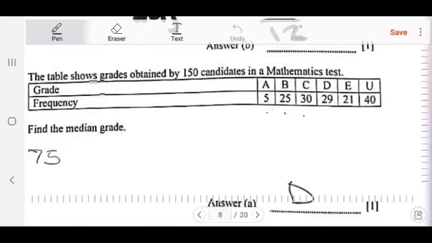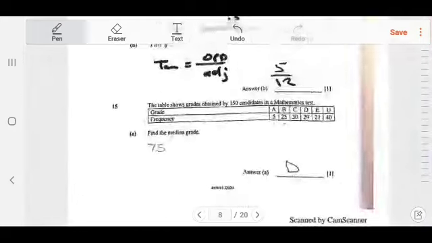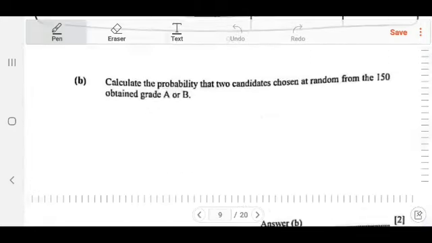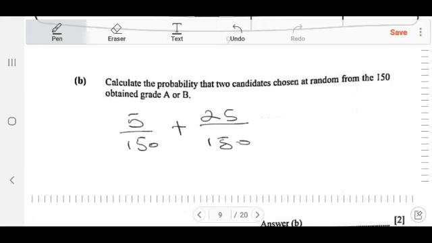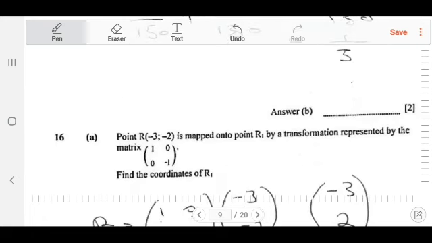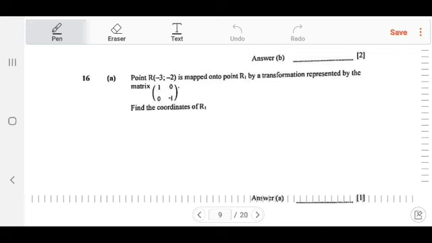Grade A is a 5, then B is 25. So which means our probability here is 5 over 150 plus 25 over 150. Then adding that, I get 30 over 150, which is 1 over 5.